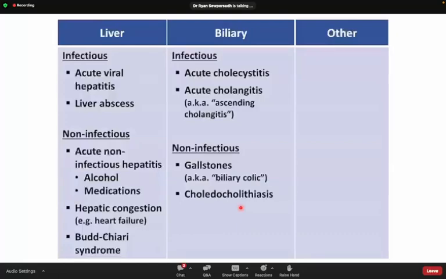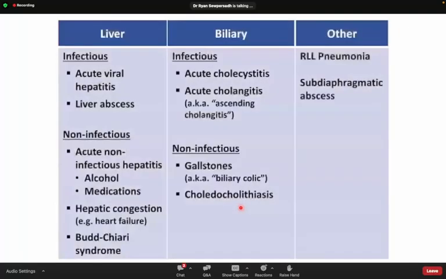Lastly, any other causes of right upper quadrant pain could represent referred pain from a right lower lobe pneumonia, or it could be a right-sided subdiaphragmatic abscess. Okay.